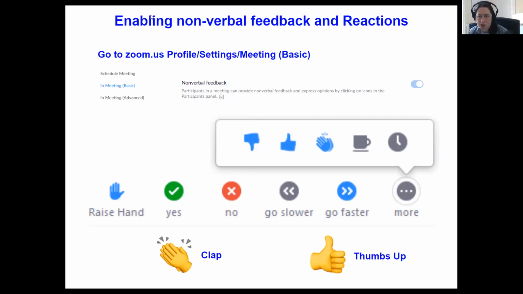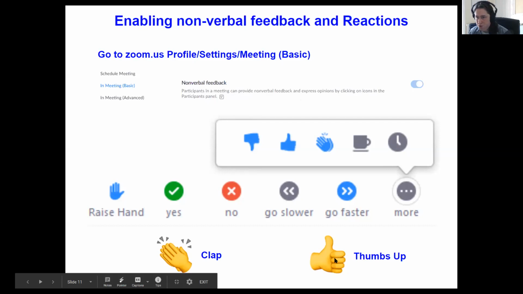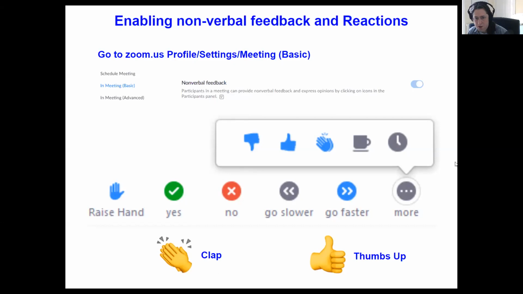Okay, you've also got the other option, which is reactions, which is also bottom right of your screen in the taskbar. And when you get reactions, you can either do a clap or a thumbs up, which is also nice as well. Okay, I'm not sure why people haven't been able to click yes or no.